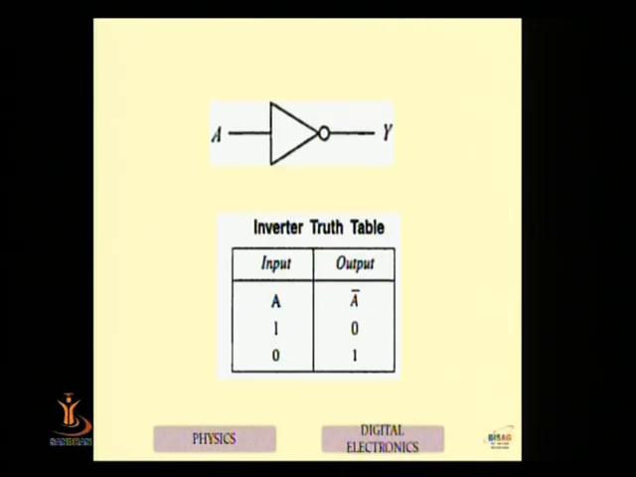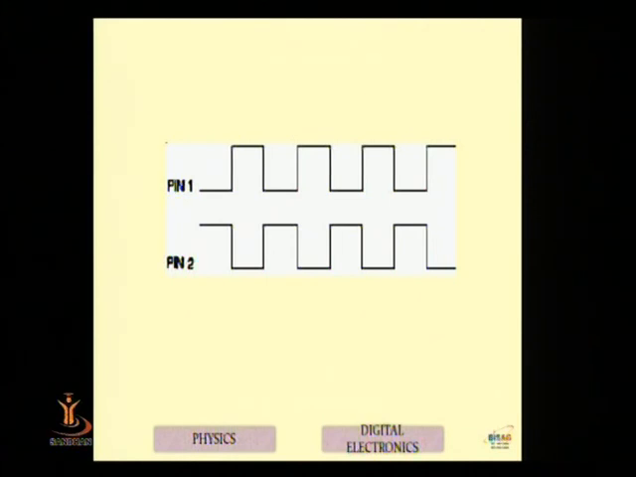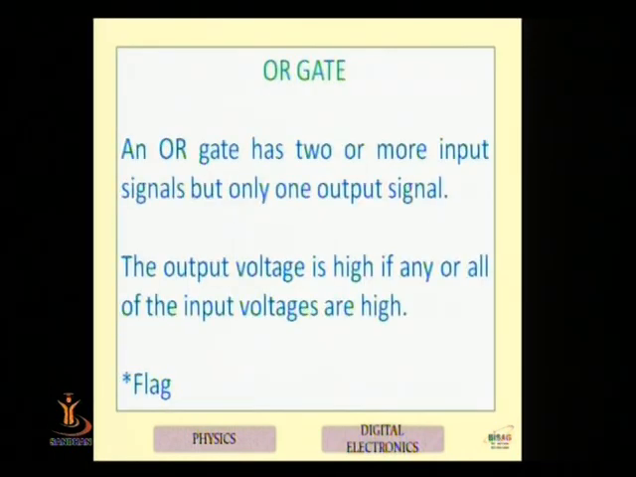So this is the symbol of the NOT gate, and the NOT gate is of 1 input and 1 output configuration. If you give 1 at the input side, you will get 0 at the output side. If you give 0 at the input side, you will get 1 at the output side. So this is the waveform. Suppose I am applying logic 1 at the input, pin 1 of the NOT gate, you get logic 0 at the output side. So your input is totally complemented at the output side.